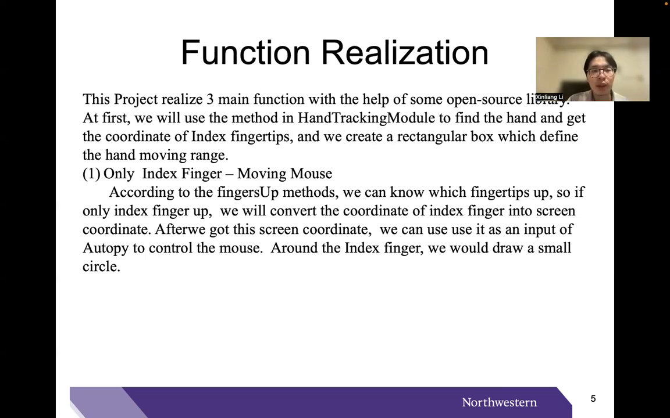The first is moving the mouse. It just uses the index finger. We can use the fingers up method to get which fingers are up. If only the index finger is up, we convert the coordinates of this index finger into screen coordinates. After that, we can use it as an input of AutoPy to control the mouse.